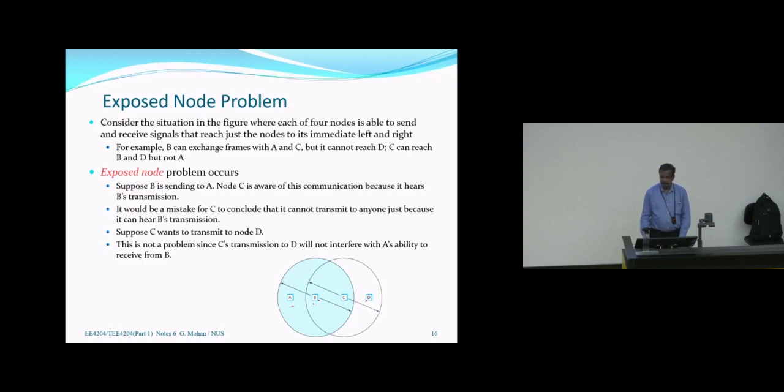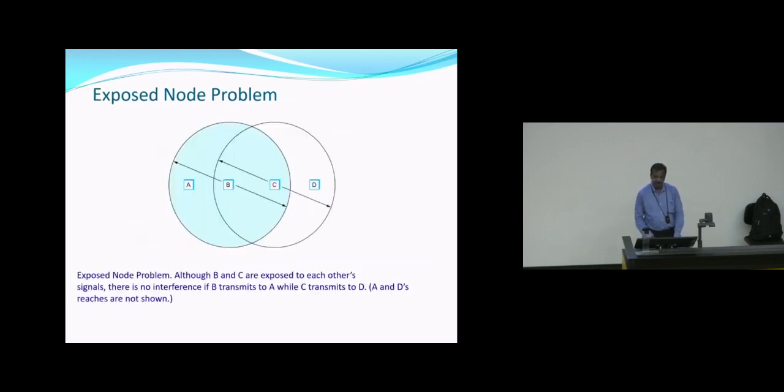So the reachability is such that A can reach B, B can reach A, but A cannot reach C, and B cannot reach D. B and C can reach each other. C and D can reach each other. Maybe let me put it as a bigger figure. So in that case, let's say B sends some frames to A.